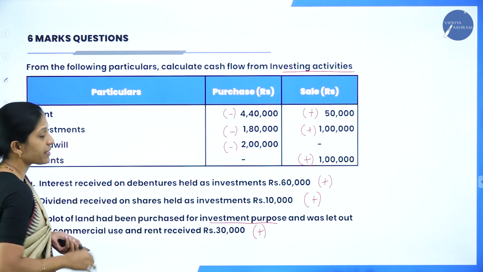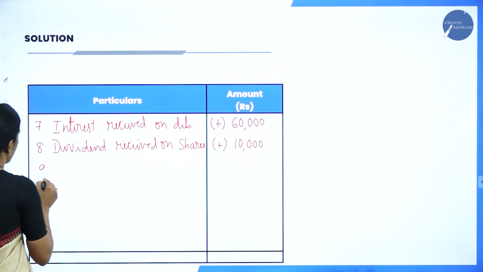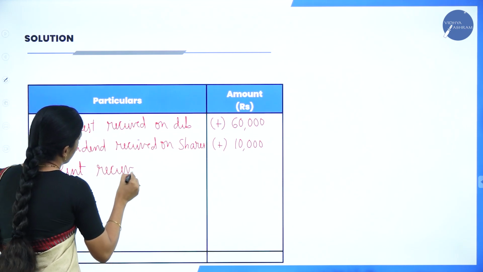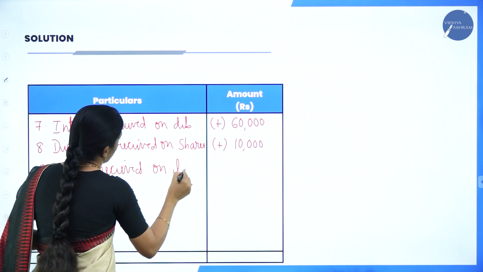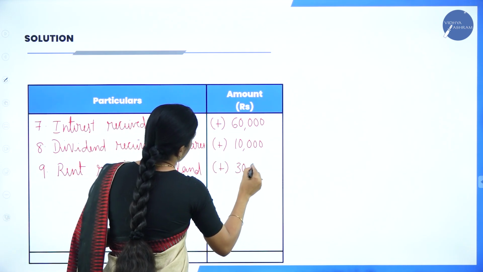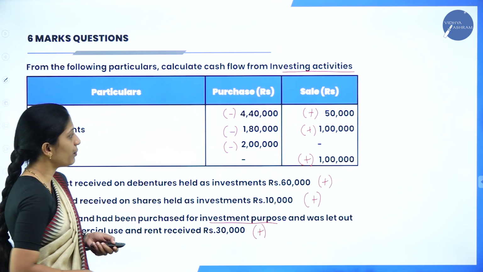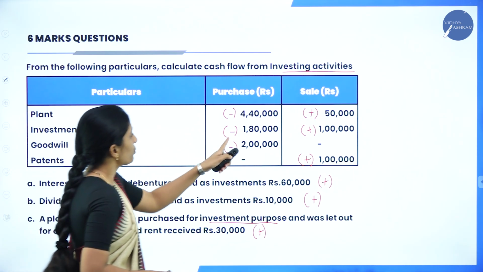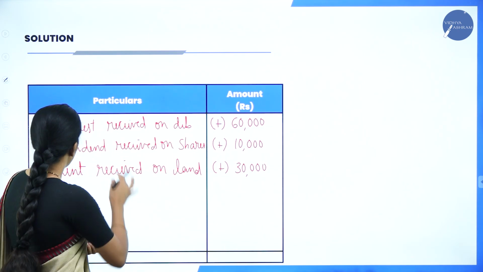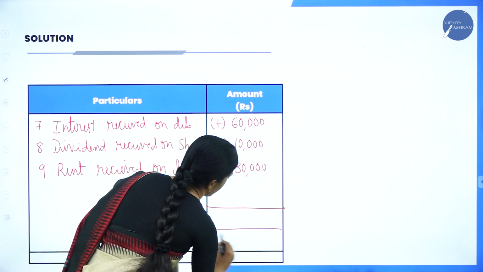Next, rent received on land, that is plus 30,000. Yes, we are done with this. So we have 1, 2, 3, 4, 5, 6, 7, 8 and 9. Let's see whether we have recorded 9 transactions. Now let us see the answer here.